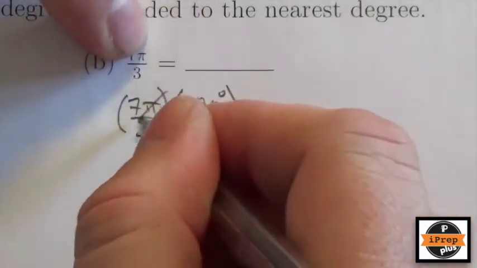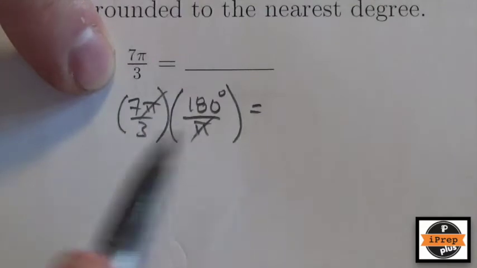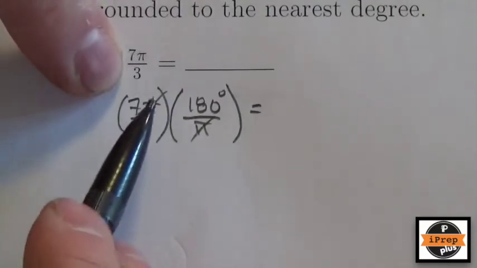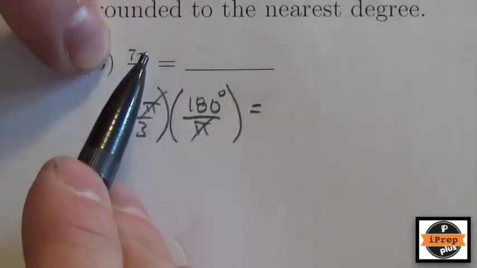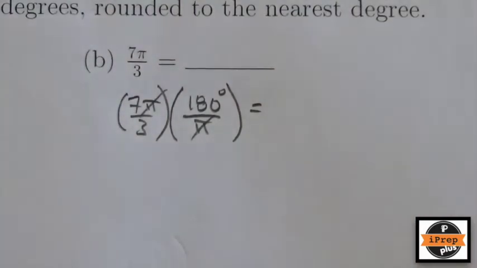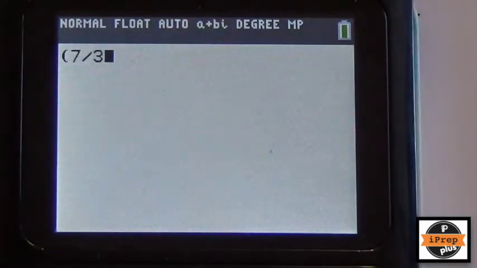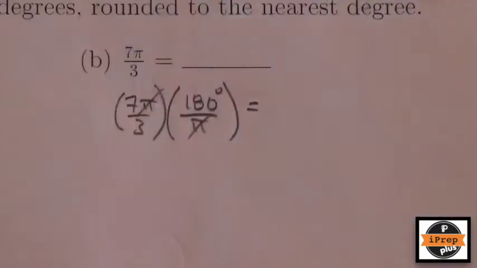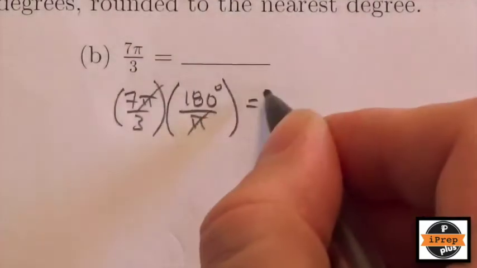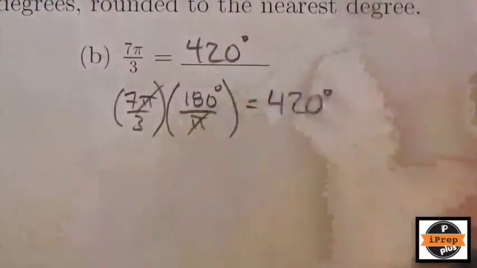The pi's will cancel, okay? And so the fallout of this, or the shortcut, if you will, is you can really just replace the pi with 180 if you wanted. That's essentially what's going on here. So on my calculator, I really am just going to make this 7 divided by 3 times 180 to get 420 degrees exactly. So this will be 420 degrees.